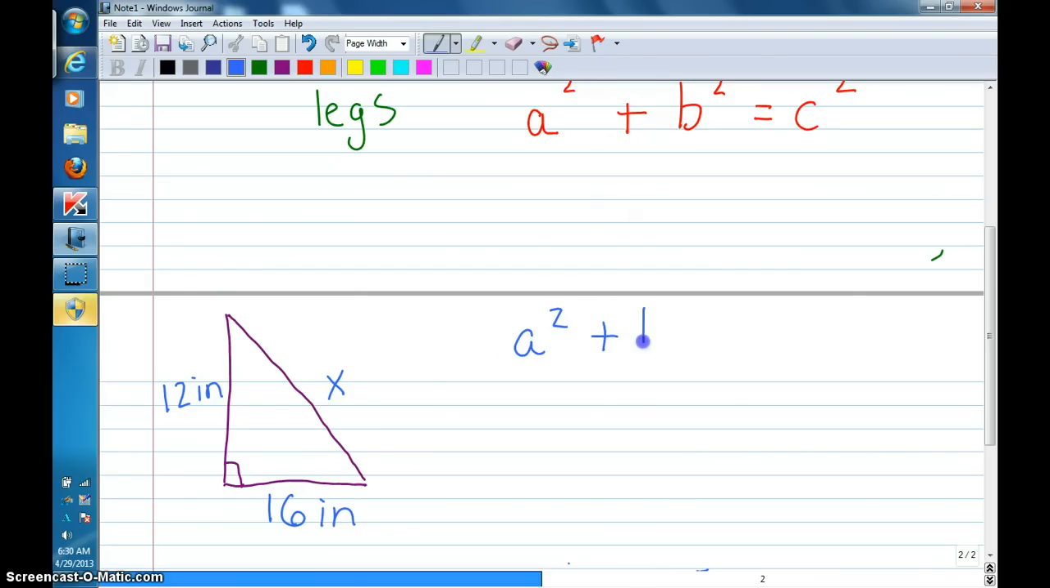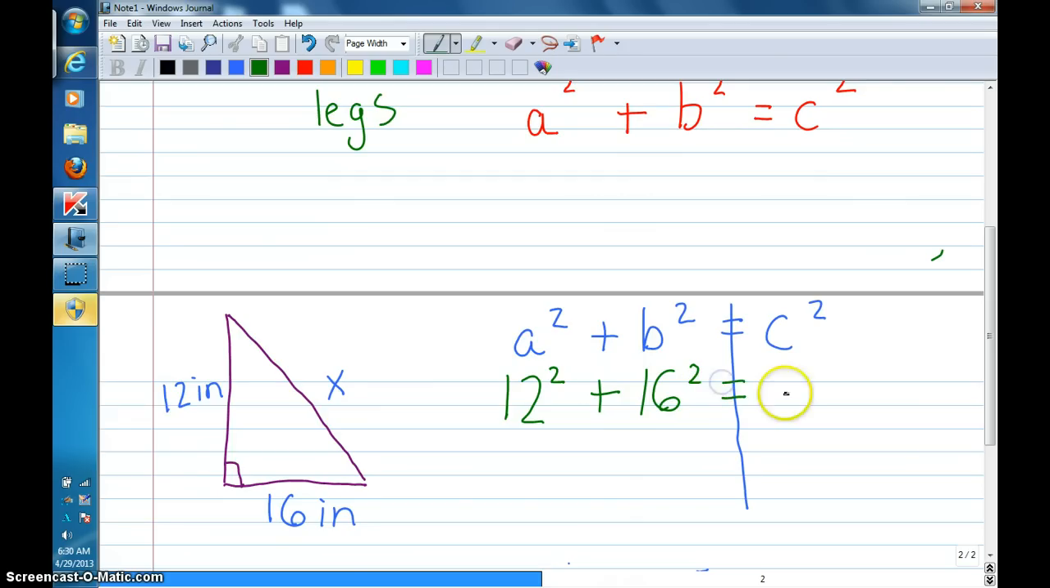So we're going to plug in what we know to the formula here. Remember, a and b are always the legs and c is the hypotenuse. So we know both the legs. We can plug them in for a and b, and it doesn't matter which one's which. So we know 12 squared plus the other leg is 16 squared, and we don't know the hypotenuse.